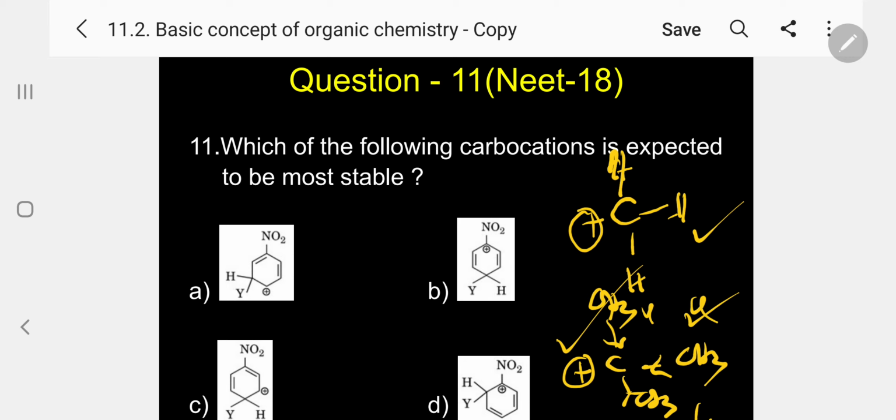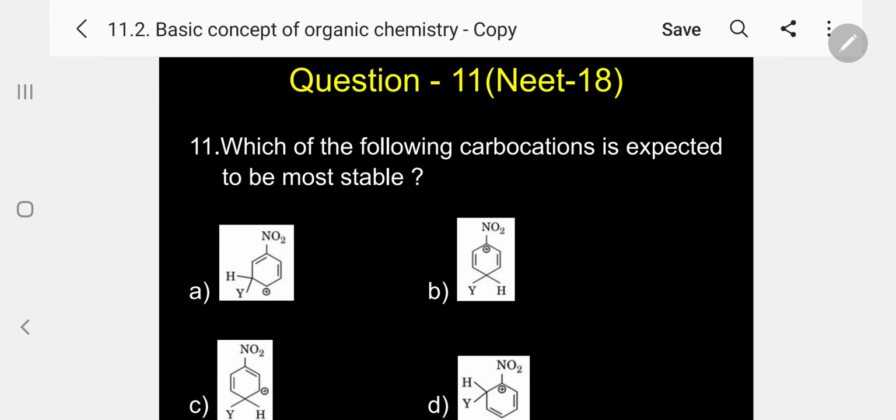Let me repeat again. In the case of the carbonium ion, generally an electron releasing group will increase the stability. An electron attracting group will decrease the stability. But in this question, they have given only substituents that are attracting groups. So an attracting group will decrease the stability. Kindly follow. So where the decrease is less, that will be more stable. Okay, so kindly compare these four options.